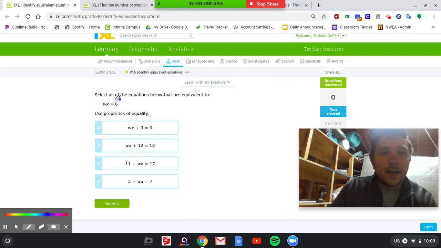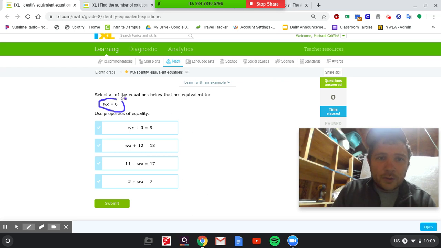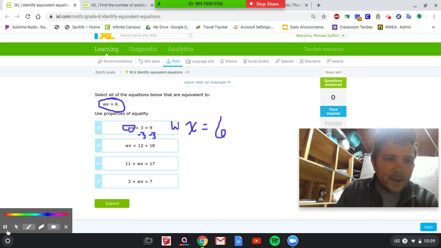Okay, so our end goal is for one of these down here to look just like this. Starting off with my first one, WX plus 3 equals 9. To get WX by itself, I'm going to subtract 3, and I'll get WX equals 6. So this one right here will be one of my options, but it says select all of the equations.